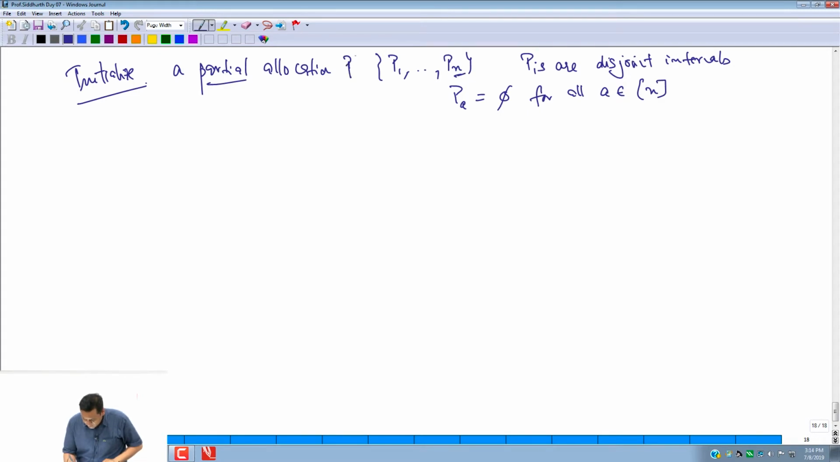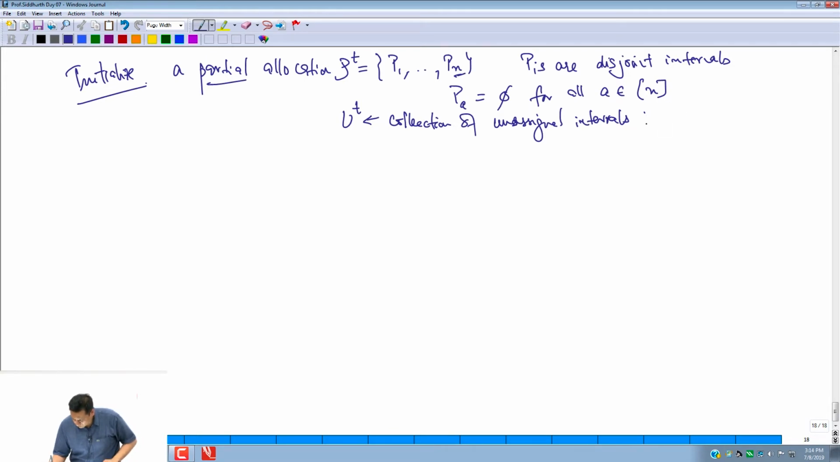So I will use this notation. The script P is this collection, and U is the collection of all the unassigned intervals, at most n plus 1 of them, that are induced if I look at a partial allocation of the cake. If I look at n intervals, the indexing is that PA goes to agent A, and so forth. So the idea is quite simple. I have a loop.